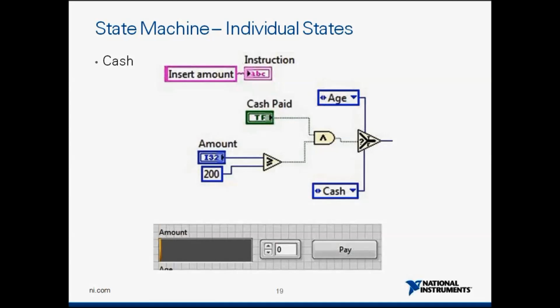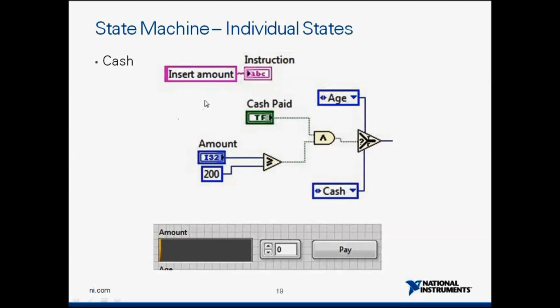State 1 is cash. Here the customer pays the required amount of cash. A numeric control named amount is used to type the amount of cash given by the customer. And there's a button named pay to enter it. Also displayed is the phrase insert amount as an instruction to the customer.